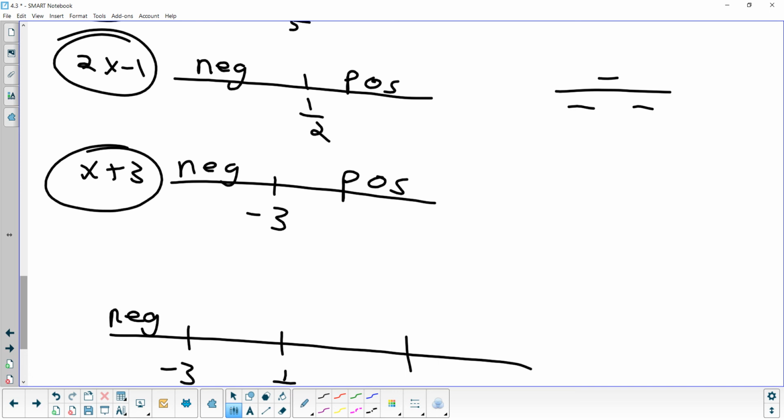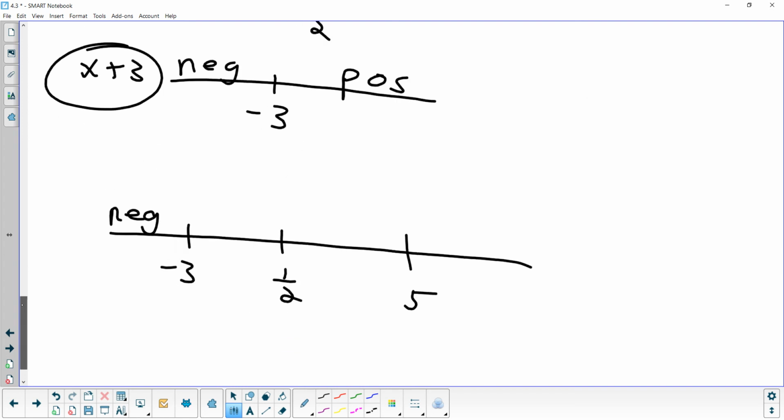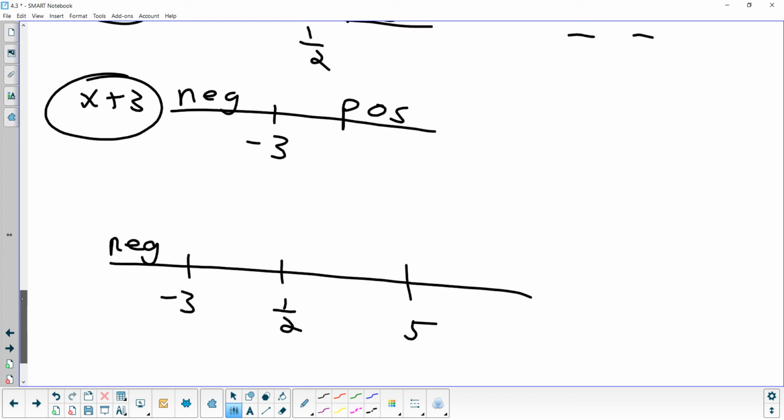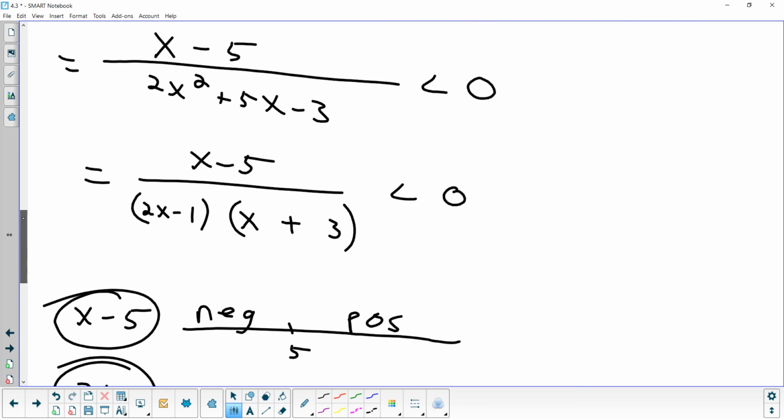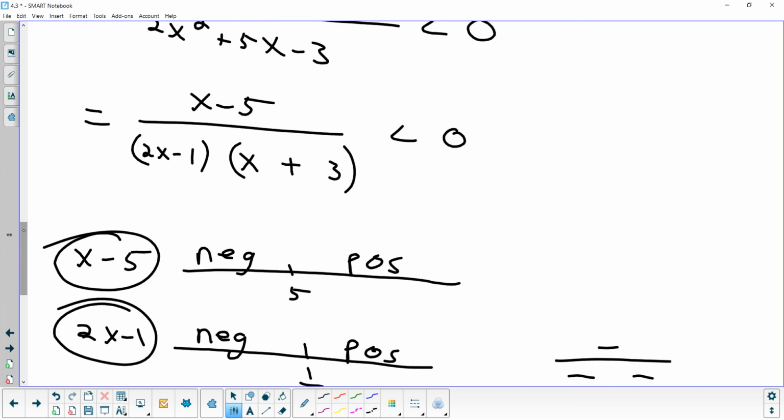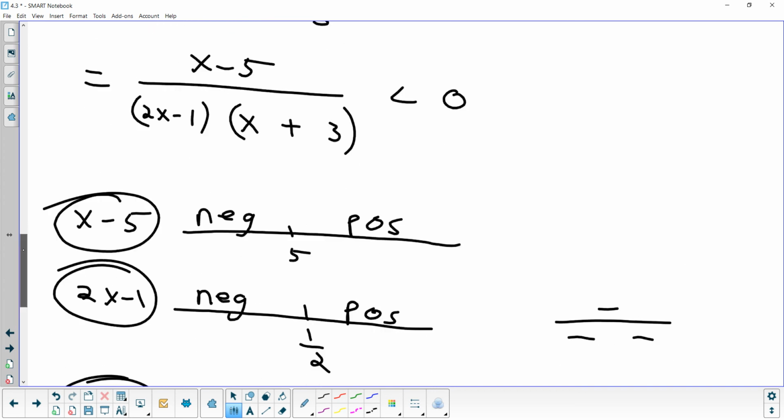Let's do one more section, but does anyone remember what's supposed to happen? Supposed to alternate. Let's just make sure we get a positive and then we're good. Pick a number between -3 and 1/2. 0 is easy to think of. So let's plug 0 in and see what happens. What if you plug 0 into the top? What do you get? Negative. Yep, you get a negative.